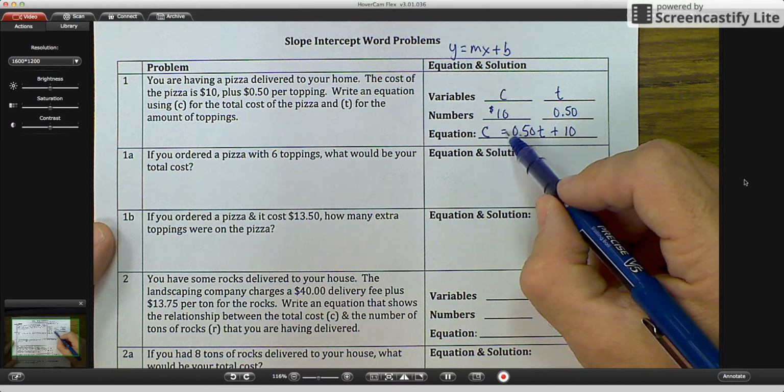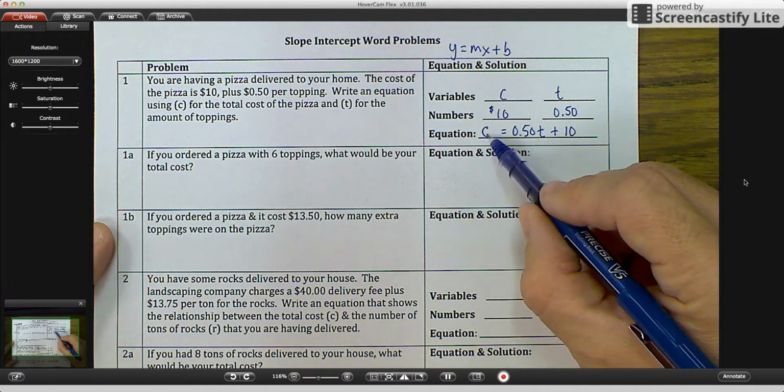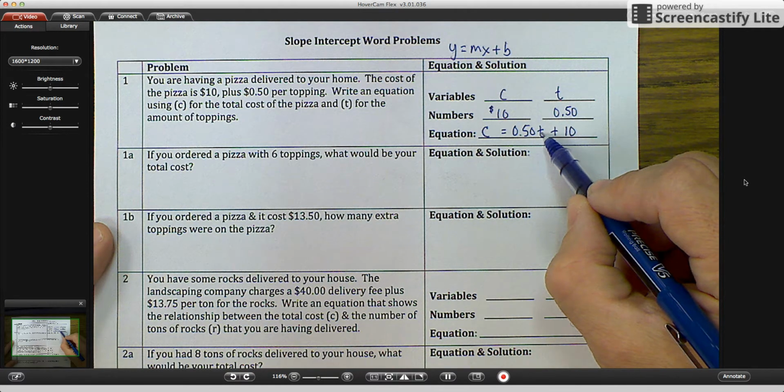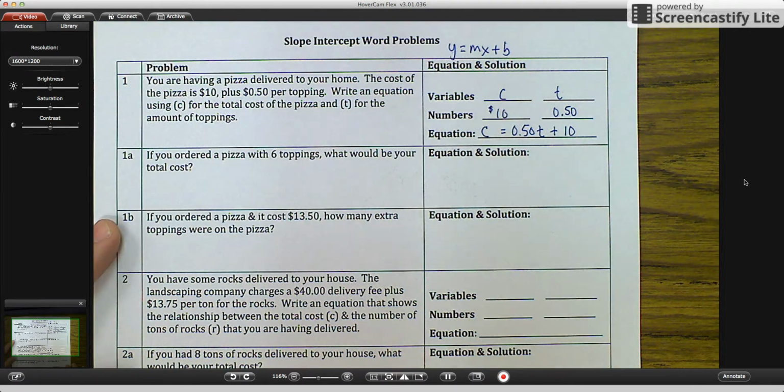See, y equals mx plus b, right? Your y is the total cost. The 50 cents times the toppings is the mx. And then your b is the one-time fee. And that's how these are all going to be set up.